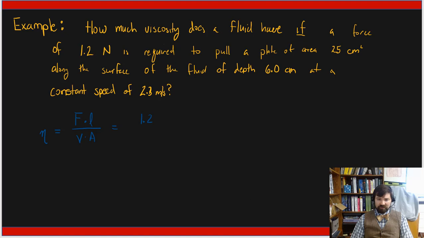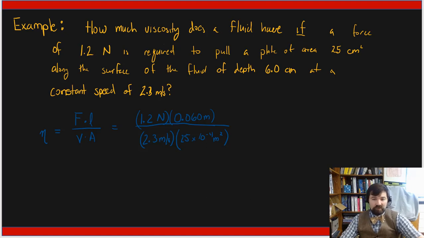So we plug in our numbers. We've got 1.2 newtons here. We have a depth of 6 centimeters. That is the same as 0.060 meters. We want everything in meters, meters squared, that kind of thing. The speed, we're dragging at 2.3 meters per second. All right, and then the area, of course, is 25 square centimeters, so that's 25 times 10 to the minus 4 square meters. Remember that each 1 square centimeter is 10 to the minus 4 square meters.